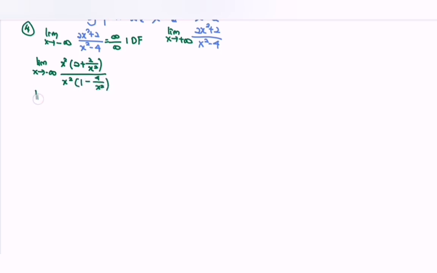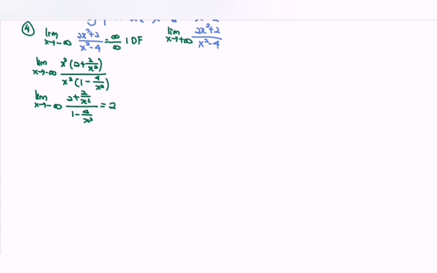If we simplify, limit when x approaching negative infinity, we have 2 plus 2 over x squared over 1 minus 4 over x squared. If we substitute 2 over infinity, for sure we will have 0. Same goes to the 4 over infinity, we will have 0 as well. So left behind we have 2 over 1. So the value of y will be approaching 2 as x approaching negative infinity.